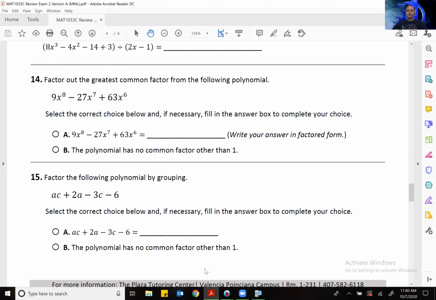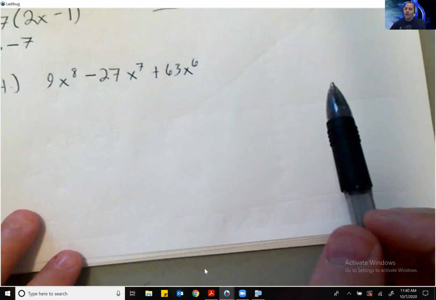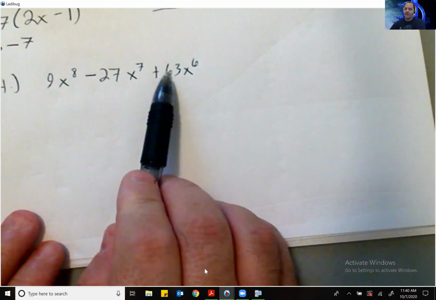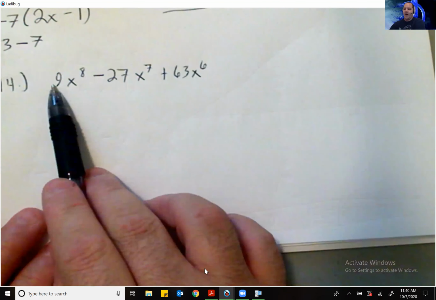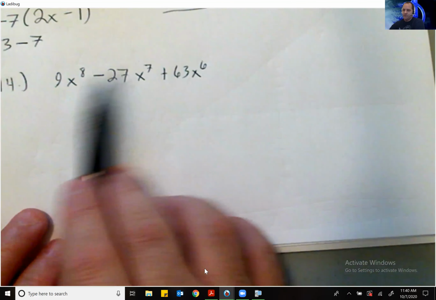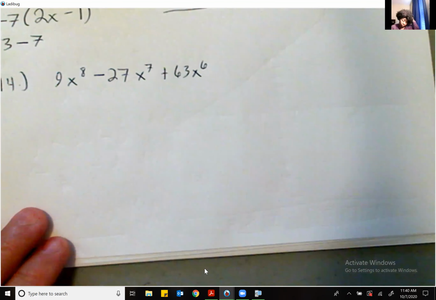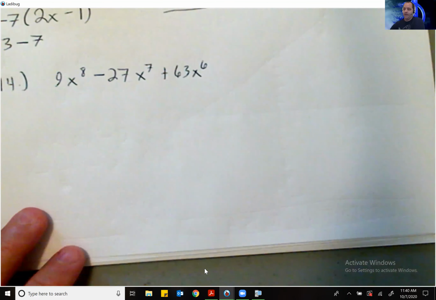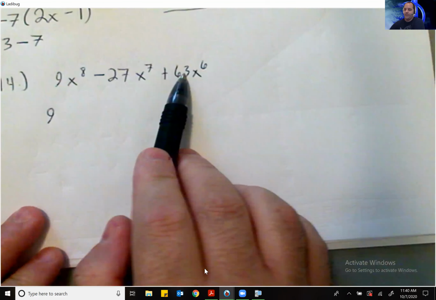So, remember GCFs come in one of two forms, and there are two questions you should ask yourself. First, you're going to look at the numbers, 9, 27, and 63. Is there a number that divides all of these? 9. So we're going to pull out a 9 because 9 divides all those.